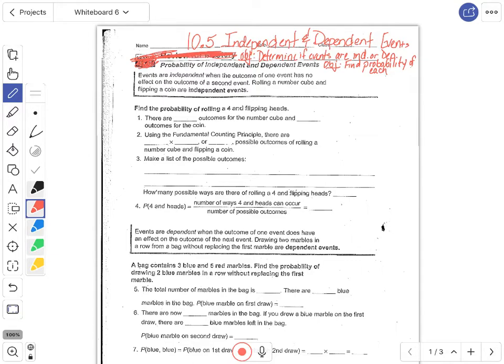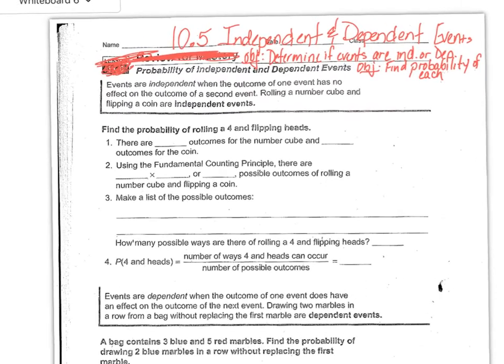So the first thing we're going to talk about is events that are independent. Okay, independent events. They are where the outcome of one event has no effect on the outcome of the other events. This could be 1, 2, 3, 4, 5 events in a row. So for example, rolling a number cube and flipping a coin are independent. Why is that? Because they don't have any effect on each other. Whatever I roll on the cube doesn't matter and won't affect what I'm going to flip on my coin. They don't have anything together.